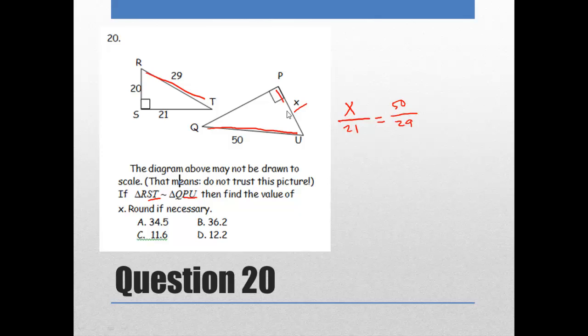So make sure you're consistent. I started with this triangle on this ratio, so I also need to start with this triangle on the other ratio too. So let's cross multiply and solve it. We'll have 29x equals 50 times 21. There we go, beautiful. And now we'll divide by 29. And our answer should be around 36.2, somewhere around that.